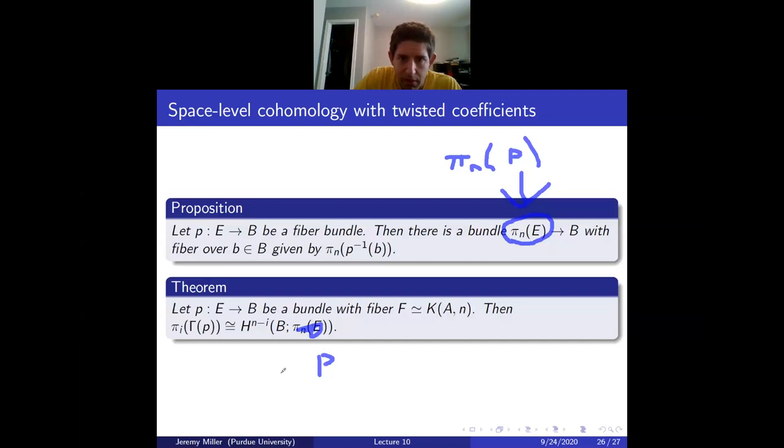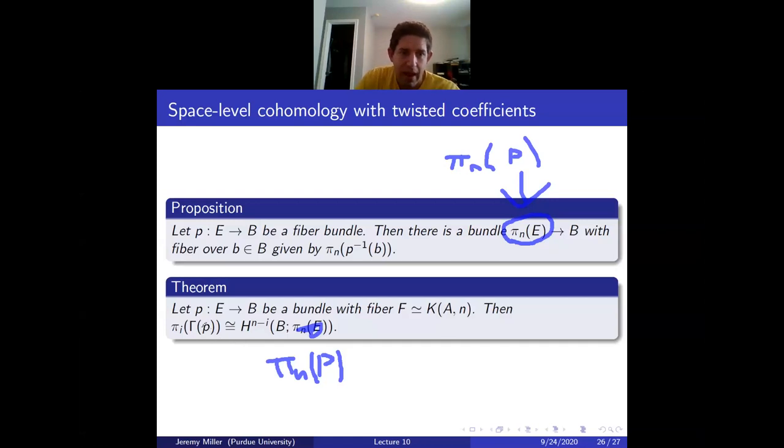Decided to rename this pi_n P. What I'm saying is if you have a bundle of Eilenberg-MacLane spaces, then the homotopy groups of the space of sections of that bundle are the cohomology, but now with twisted coefficients. So section spaces are like twisted mapping spaces, and twisted coefficients are like regular coefficients but twisted.